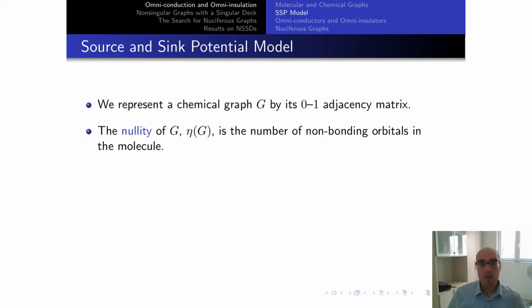The nullity of a graph, which we represent by eta of G, in chemistry has the following interpretation. They say that it's the number of non-bonding orbitals in the molecule.